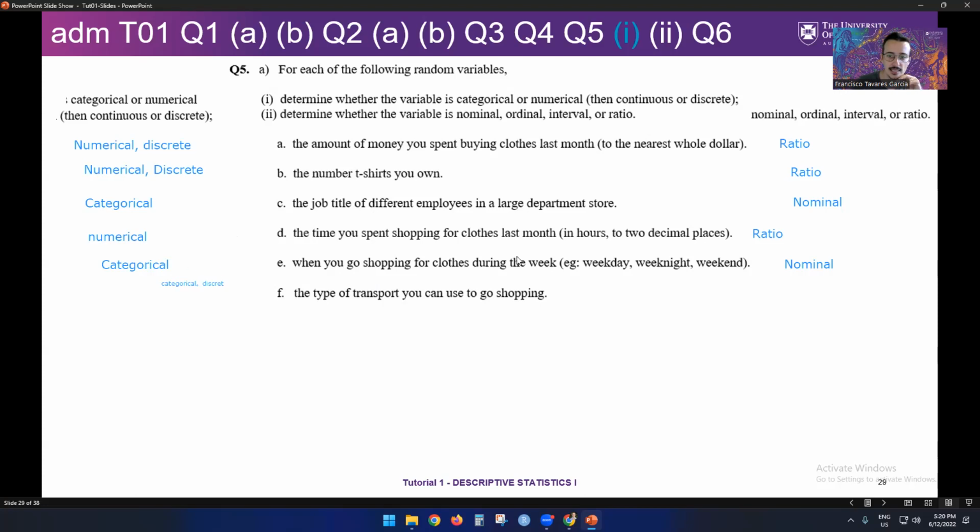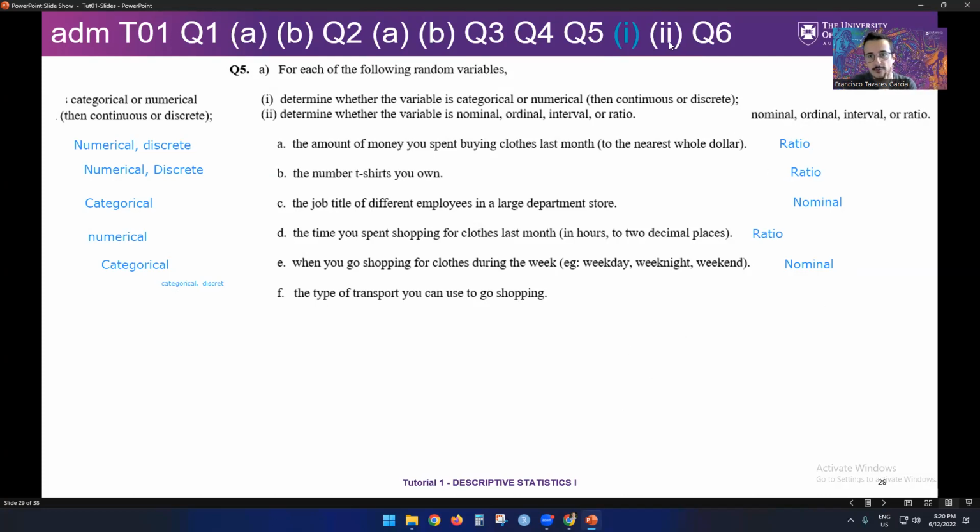So question E is categorical and nominal. Finally, question F, the type of transport you use to go shopping. Definitely categorical. When it's categorical, I don't think you need to say if it's continuous or discrete. You're fine just with categorical. And it is nominal, right?